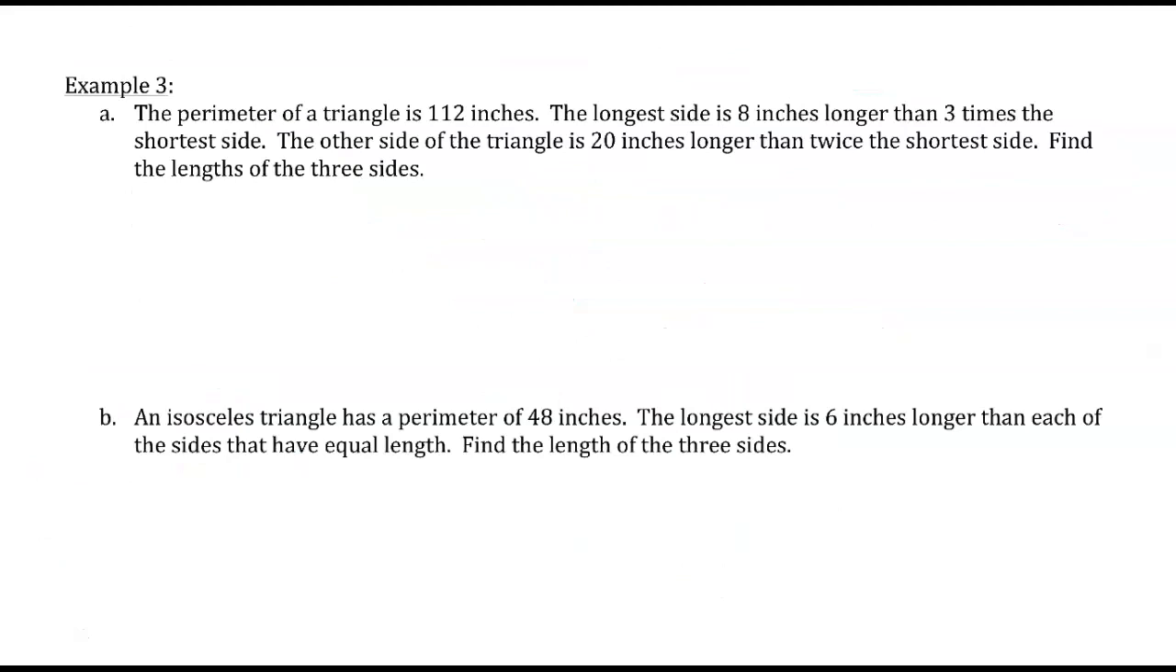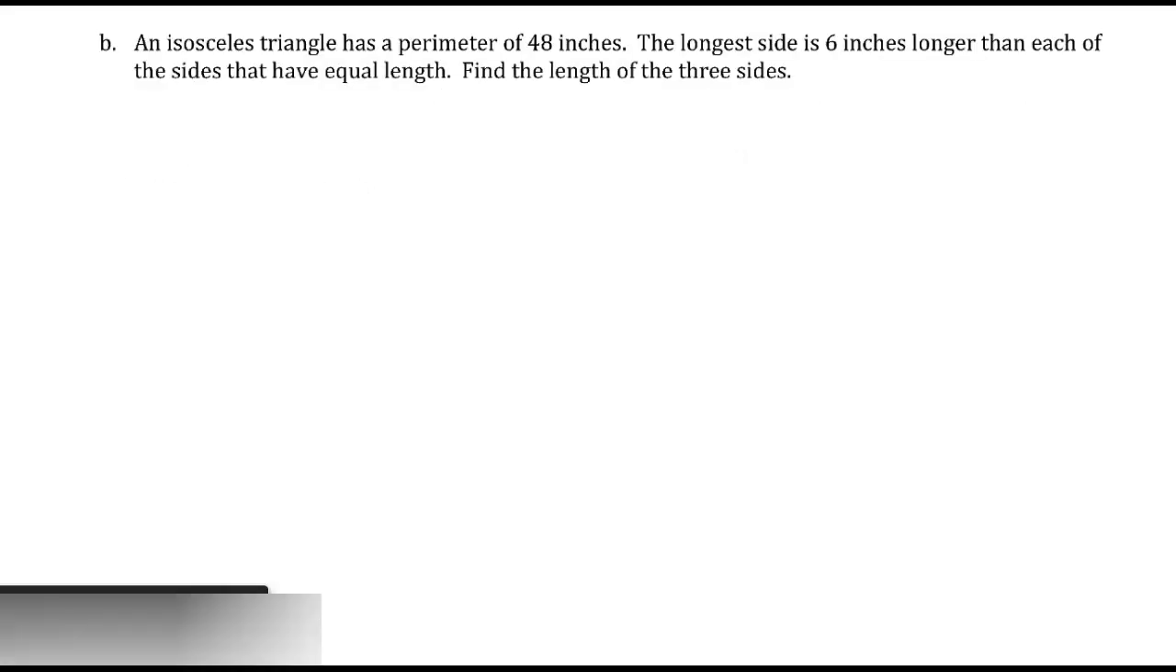3. In example 3, these are problems involving triangles. I will move on to part B, leaving A for you. The first thing we read in part B is that we have an isosceles triangle. So let's stop right there and draw it.